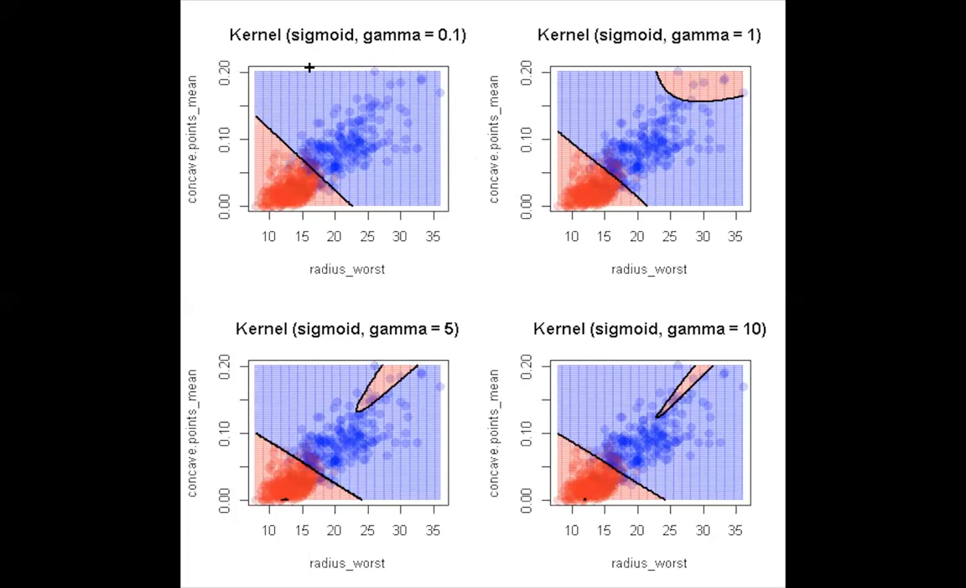0.1, 1, 5 and 10. I just use the same as I use for the Gaussian. You can see that when gamma is small, you basically have something that's close to linear. But when gamma becomes 1, you can see this decision boundary can actually go to the other side. So you can see that it defines one section here, one section here.